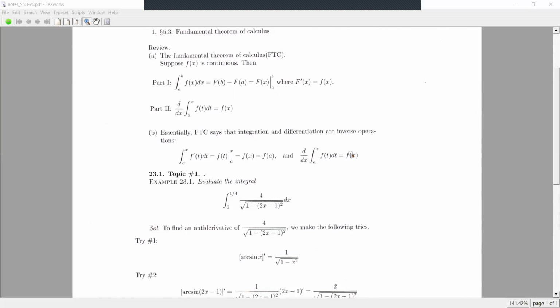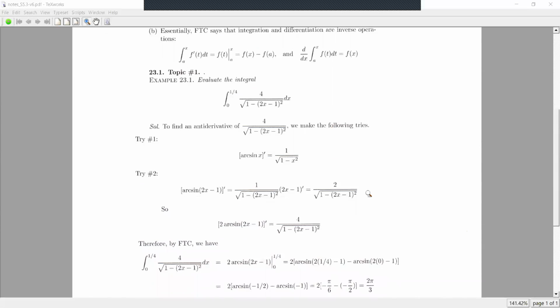Okay, now let me present more examples about these two formulas. Example 1, evaluate this integral. By part one, to find this integral, we need to find one antiderivative of this function. This function looks complicated. Now to find one antiderivative of this function, let me make some tries.